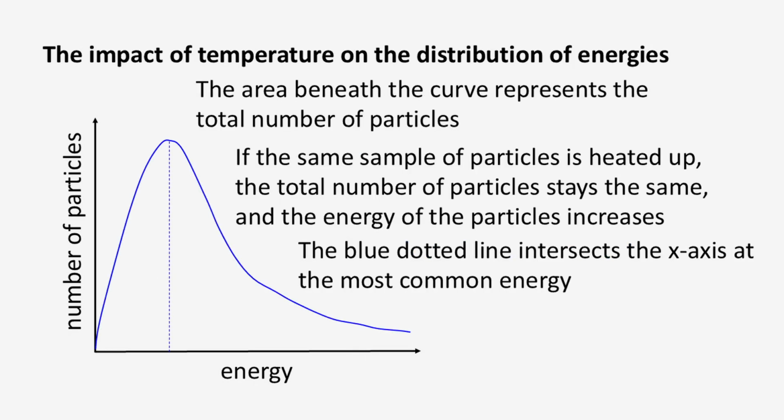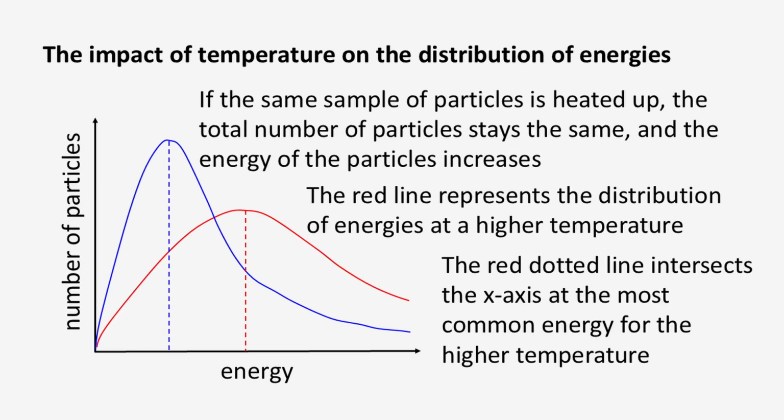Let's look at the impact of temperature on the distribution of energies. Remember, the area beneath the curve represents the total number of particles. If the same sample of particles is heated up, the total number of particles stays the same, but the energy of the particles increases. The blue dotted line on the graph intersects the x-axis at the most common energy for this temperature. The red line represents the distribution of energies at a higher temperature. The red dotted line intersects the x-axis at the most common energy for the higher temperature.